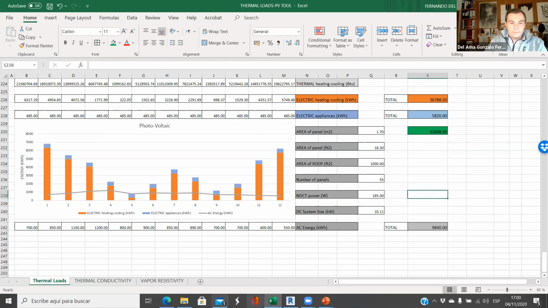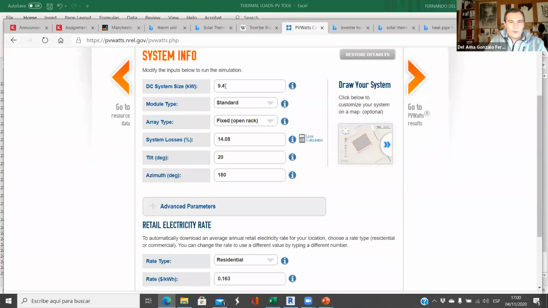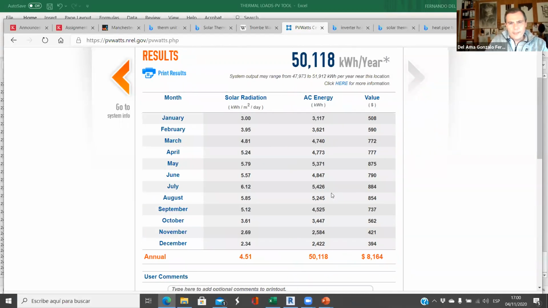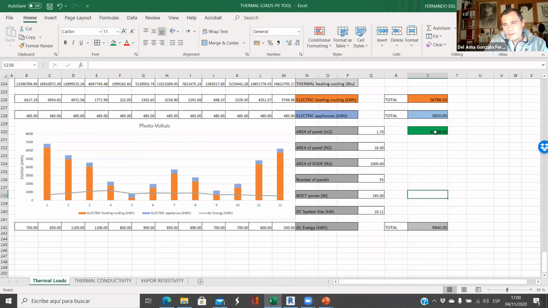What do I have to do now? We have to go back to PV Watts here. If our PV array was 9.4 or 9.2 or whatever, now we have to increase this. So let's try, let's say 40. Go back here. And now this is 50,000. Okay, and we need 42,000.